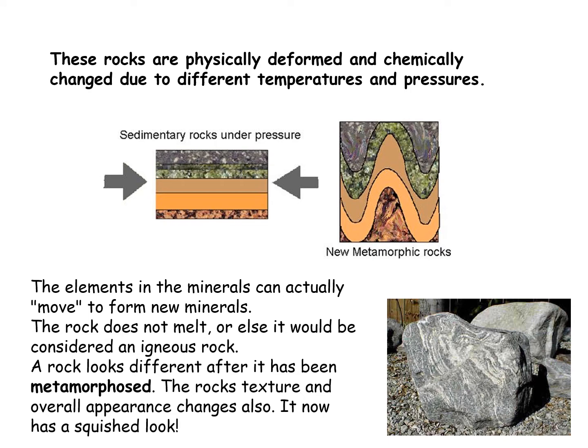These rocks are physically deformed and chemically changed due to different temperatures and pressures. The elements in the minerals can actually move to form new minerals. The rock does not melt, or else it would be considered an igneous rock. The rock looks very different after it has been metamorphosed. The rock's texture and overall appearance changes also. It now has a squished look. Take a look at that rock there. You could see all sorts of funny lines running across it. How would a rock ever end up looking like that? Needs a lot of heat and pressure.